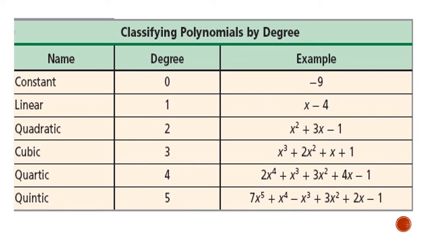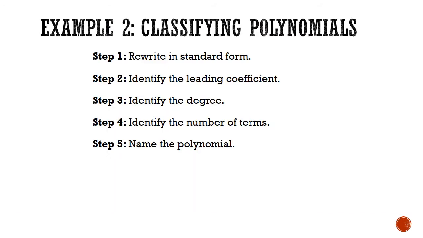All right, classifying polynomials by degree. Polynomials, it tells you constant if there's no exponent, linear if there's just an x, quadratic if the highest is squared, cubic if it's cubed, quartic if it's to the 4th, and quintic if it's to the 5th power. You can use that list to name things.